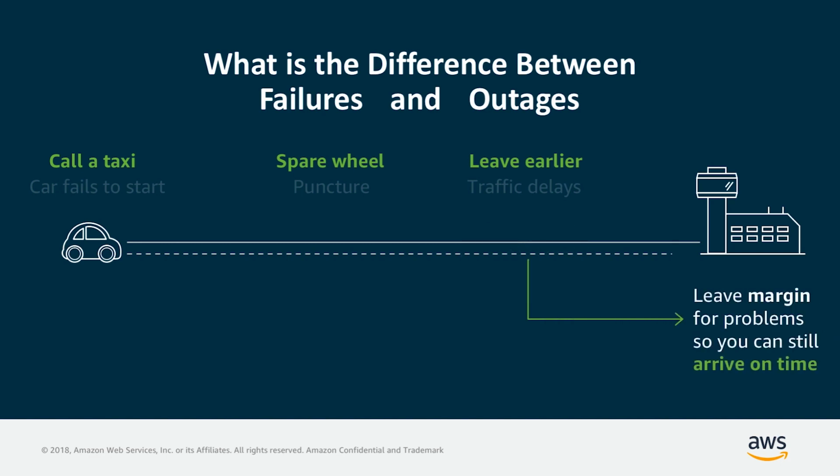So the standard policy we have is leave a margin for problems so you can still arrive on time. I tend to try and leave for the airport an hour earlier than I would really need to. And then when I get there on time, I have time for a meal or to chill out for a bit in an airport lounge or something. But when things go wrong, I get there and I still have time.